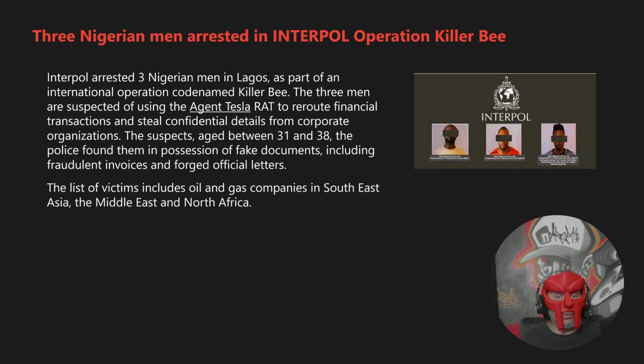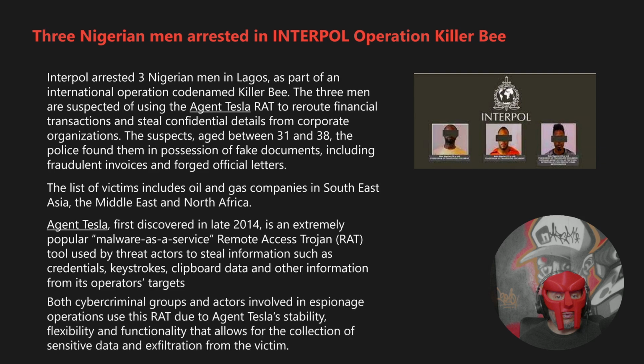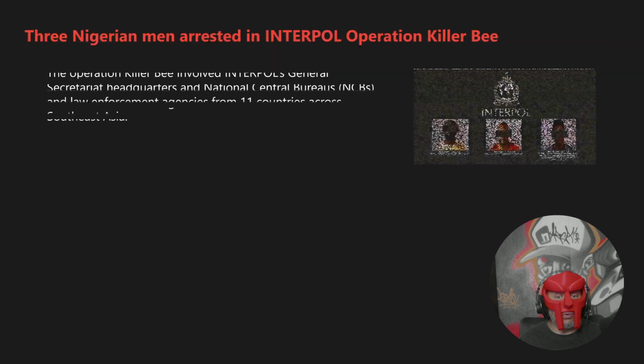The list of victims includes oil and gas companies in Southeast Asia, the Middle East, and North Africa. Agent Tesla, first discovered in late 2014, is an extremely popular malware-as-a-service remote access Trojan tool used by threat actors to steal information such as credentials, keystrokes, clipboard data, and other information from its operators' targets. Both cybercriminal groups and actors involved in espionage operations use this RAT due to Agent Tesla's stability, flexibility, and functionality that allows for the collection of sensitive data and exfiltration from the victim.